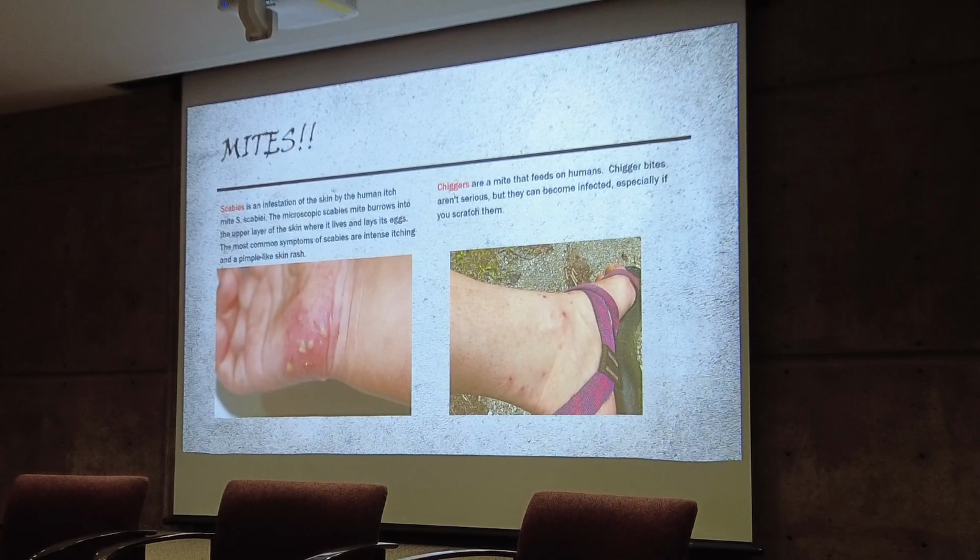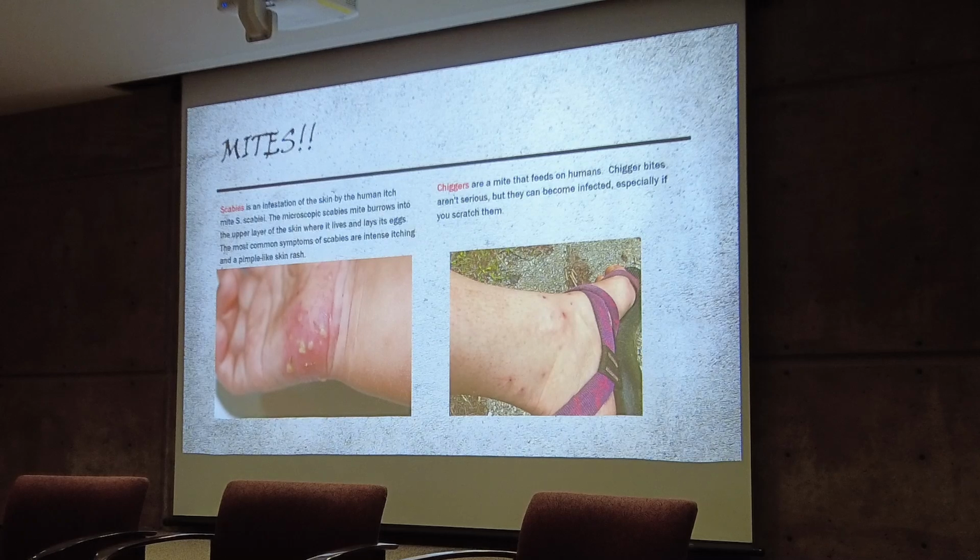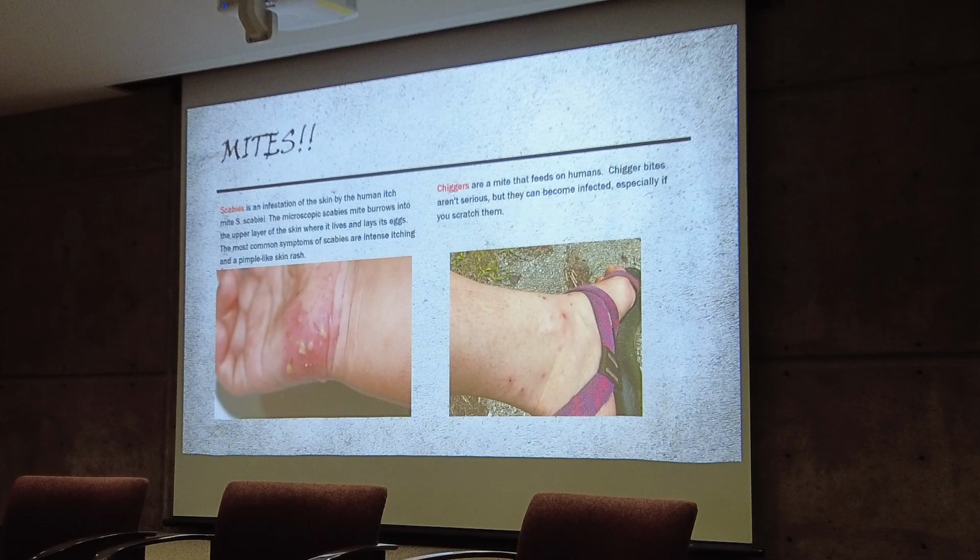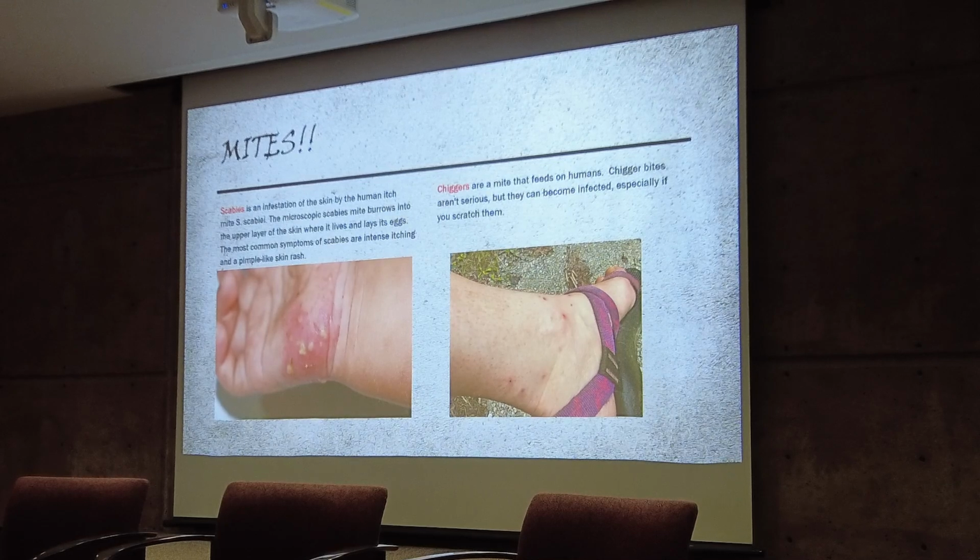And here, speaking of bacterial, here's scabies. Microscopic scabies burrows into the upper layer of the skin where it lives, and it lays its eggs. And the most common symptoms of scabies are intense itching and a pimple-like rash. Chiggers are a mite that feeds on humans, and chigger bites aren't serious, but they can become infected, especially if you scratch them. That's a common one with the folks who are constantly out gathering herbs.